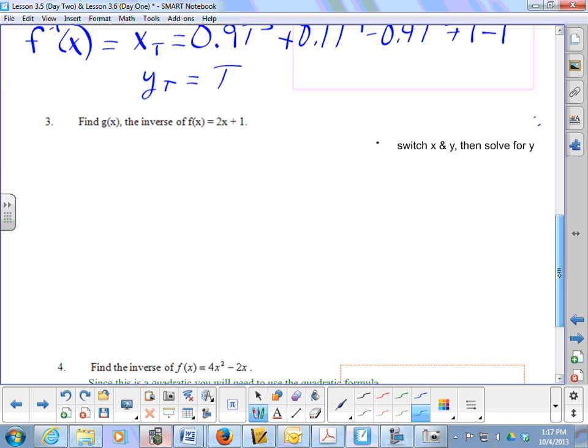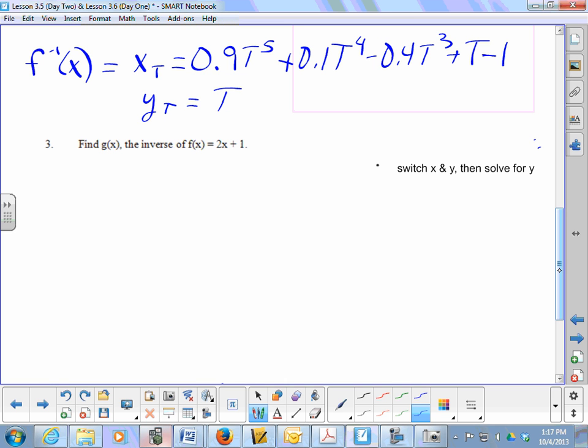Okay, finding the inverse then. Number 3 says find the inverse of f of x equals 2x plus 1. If it is a function, you must use function notation. Now, you can do this 2 ways. Here's one way: switch x and y, then solve for y. Probably most of you will do that. But another way is to think of undoing things, which is actually the same thing. You just think about it verbally in your head while you're doing it.